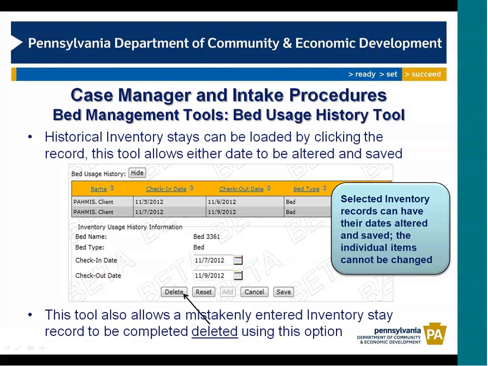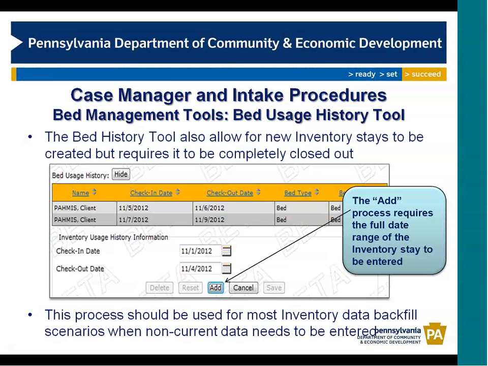Same thing, if it's a mistake, you click on the record when it's down there. Instead of editing it, you can click to delete, and it'll remove it like it never happened. Again, this should only be used when a mistake is made. The final option with this is an add tool.